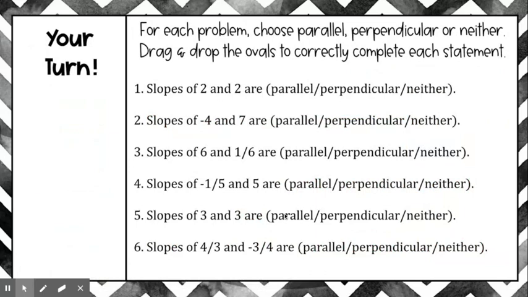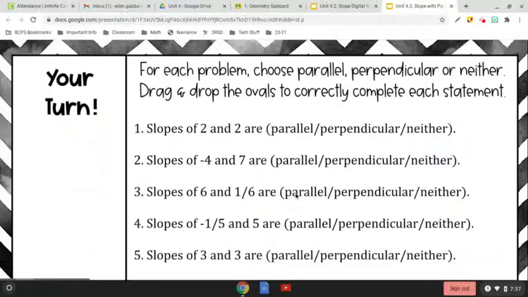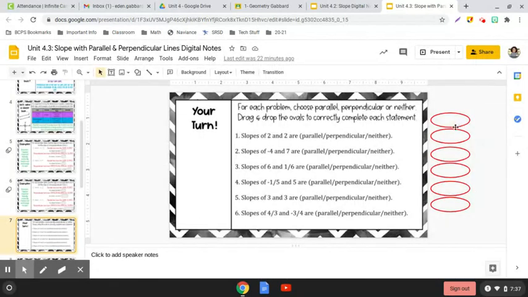So on this one, you're going to work on your own. You have these little red ovals over here, and you're going to decide on these 6 problems if the lines are parallel, perpendicular, or neither. So look at number 1. It has the slopes of 2 and 2. Does that make those lines parallel, perpendicular, or neither?